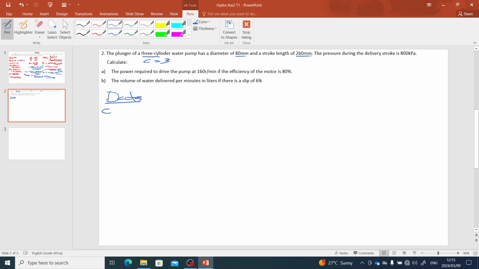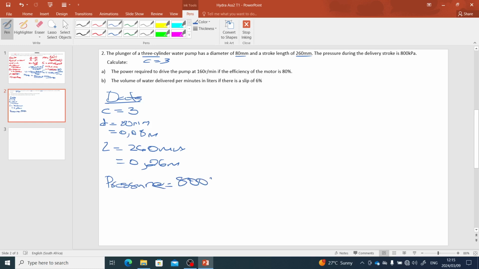Now let's take out the data. C is 3. Diameter equals 80, converting it to meters would be 0.08 meters. Then the stroke length is 260 mm. It will be 0.26 meters. Then we are given the pressure equals 800 kilopascals.